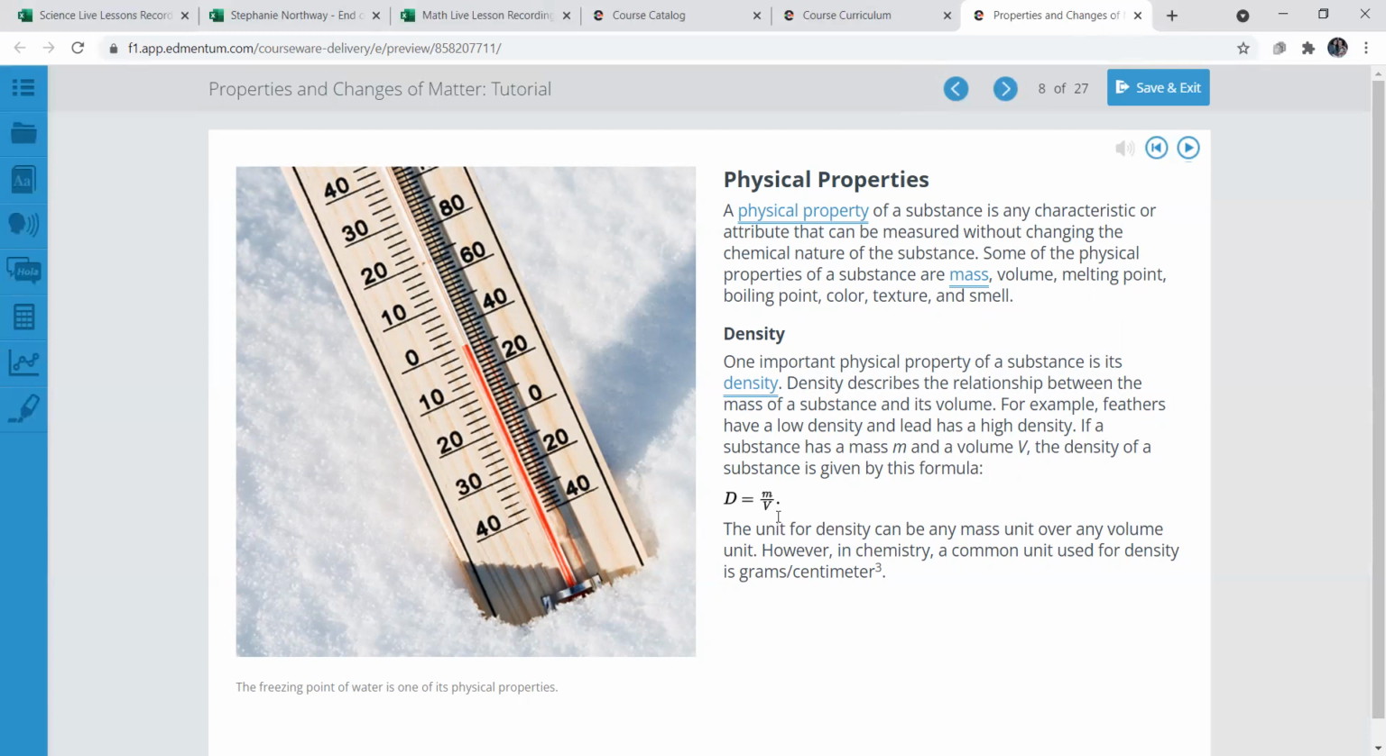Feathers have a low density, lead has a high density. So of feathers, let's see, 1 pound of feathers versus 1 pound of lead, you would need a lot more feathers than you would need for lead. So lead, you'd probably need a small piece of lead, and it would be about a pound. Feathers, you would need a whole lot of feathers to create 1 pound because they're lighter, lower density, lower mass. All right, let's go to the next part.